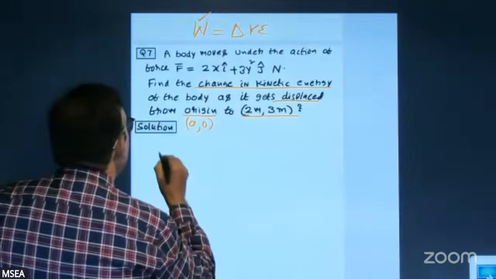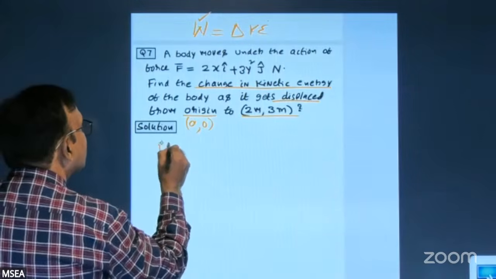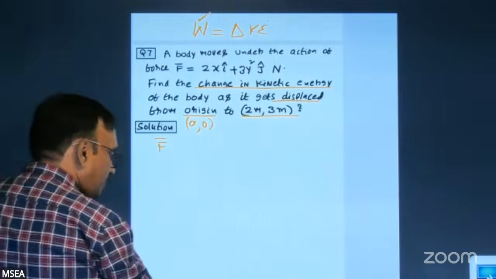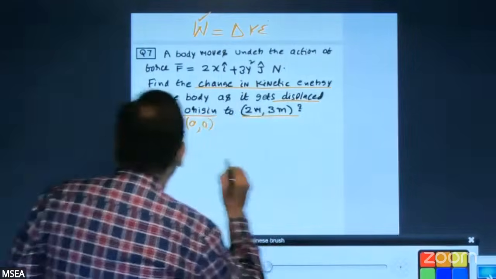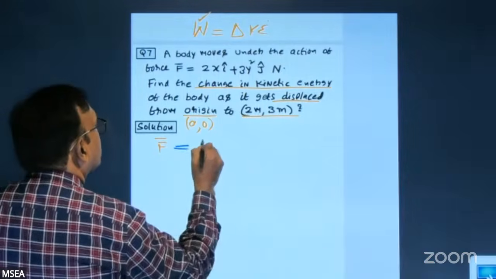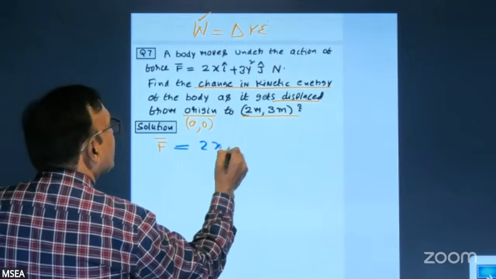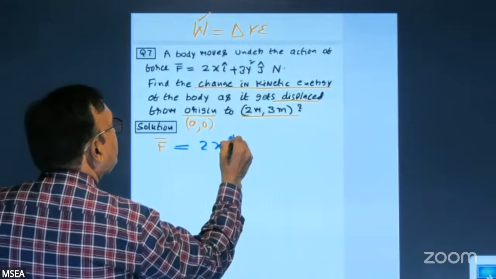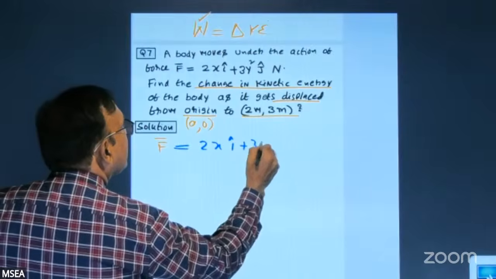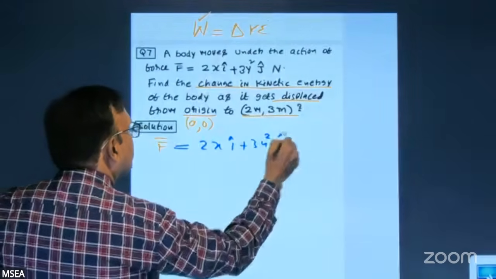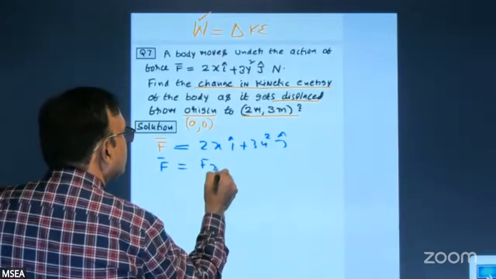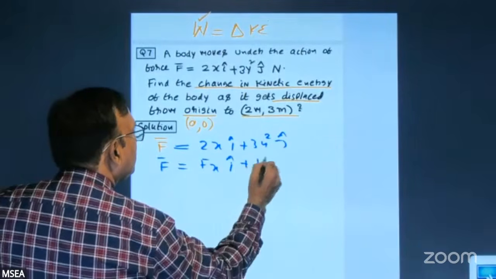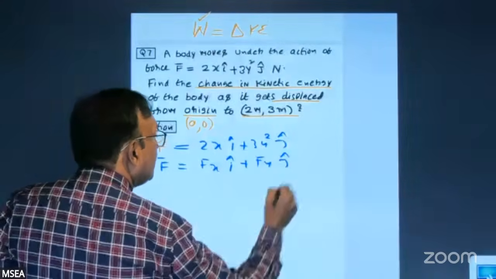Already we have discussed the points there. What is given in the question? It is given that the force acting on the body is equal to 2x i cap plus 3y square j cap. What is the general way of writing a force vector? Force vector comes out to be fx i cap plus fy j cap.